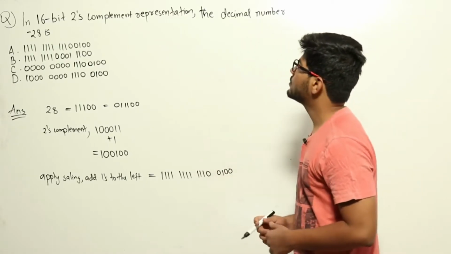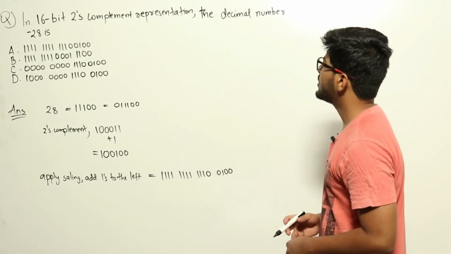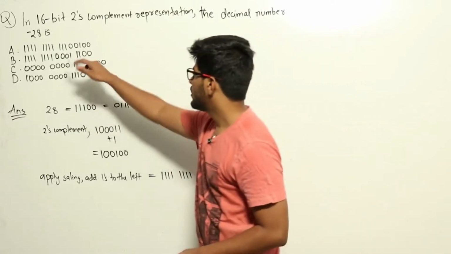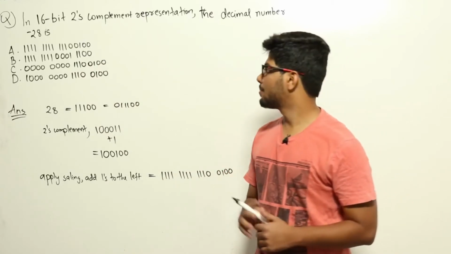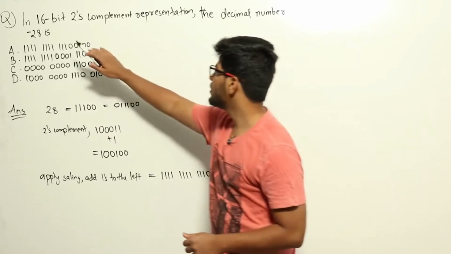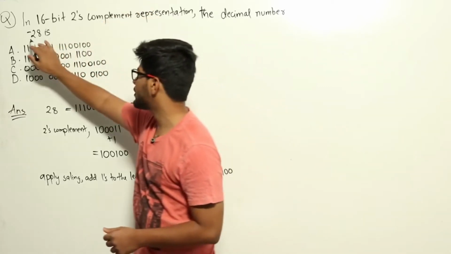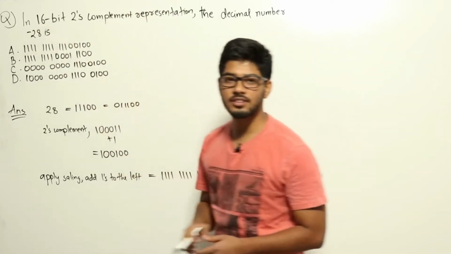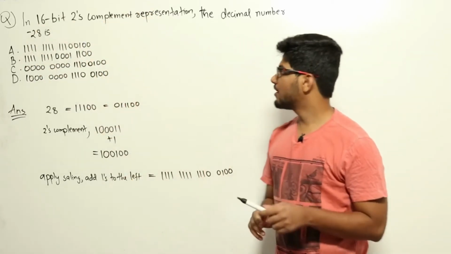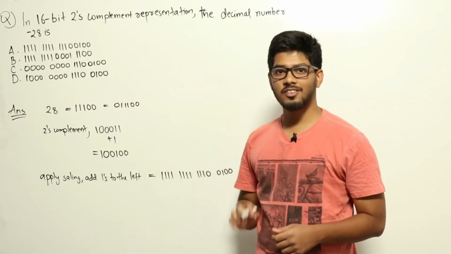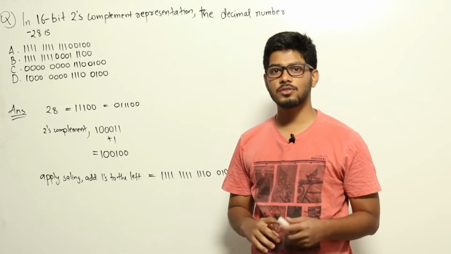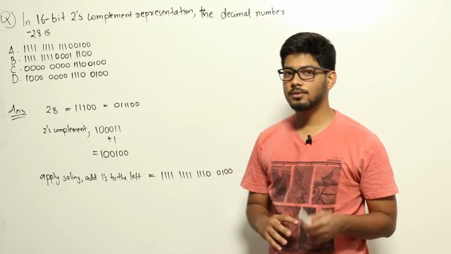In 16-bit 2's complement representation, the decimal number minus 28 is, 4 options are given here. So this is a question coming from number systems. They are asking us to find the 2's complement representation of minus 28 when we are representing it using 16 bits. Now to find it, we take the representation of plus 28 and then we take the 2's complement of that in order to get the 2's complement form of minus 28.